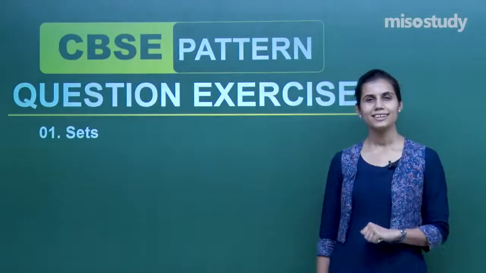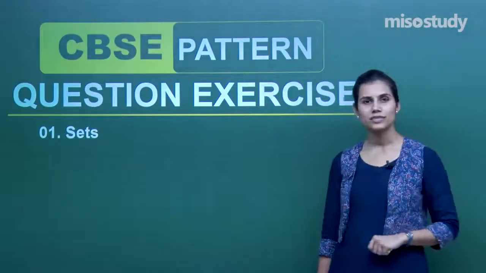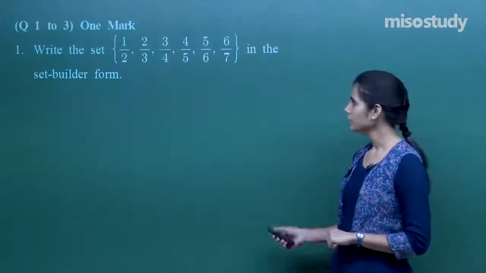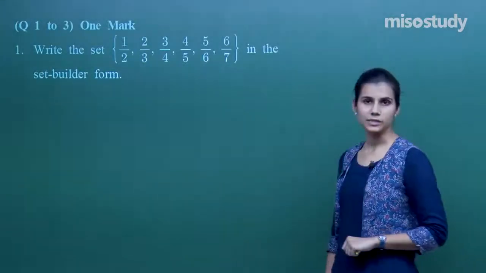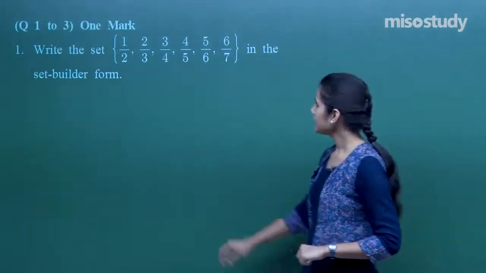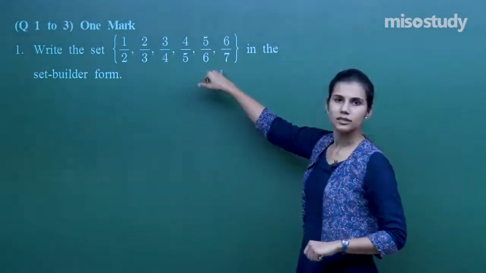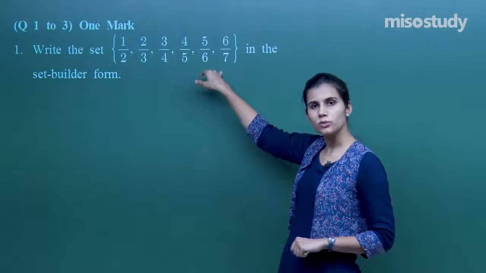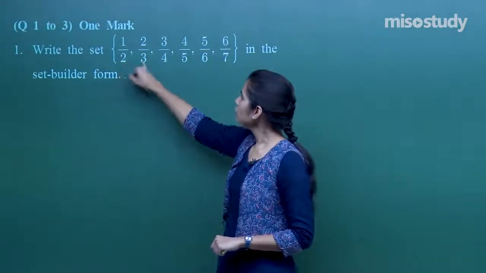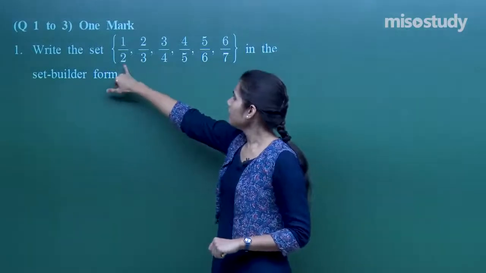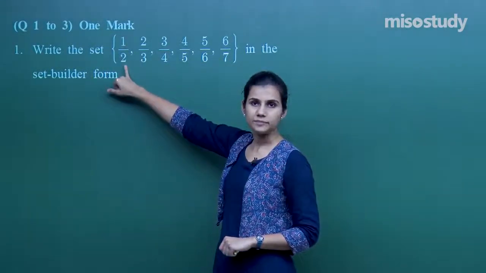Hello guys, let's talk about the CBSE pattern question exercises on sets. First question is asking us to write the given set in the set builder form. Now as you can see, each element in this set is following a certain pattern, a certain fashion in which the elements are kept over here. What is the fashion? In each of the elements you can see the denominator is one more than the numerator.